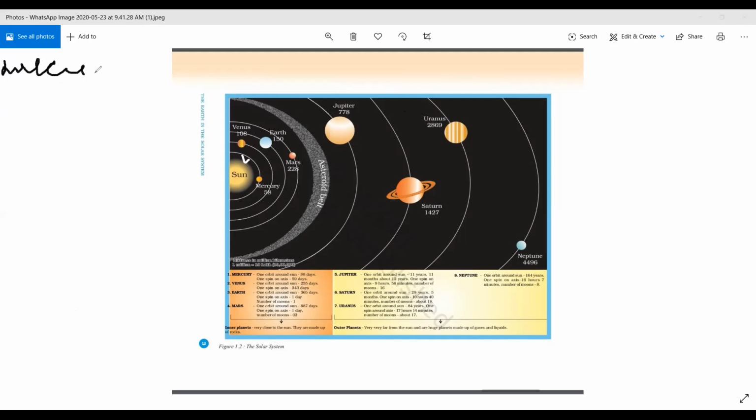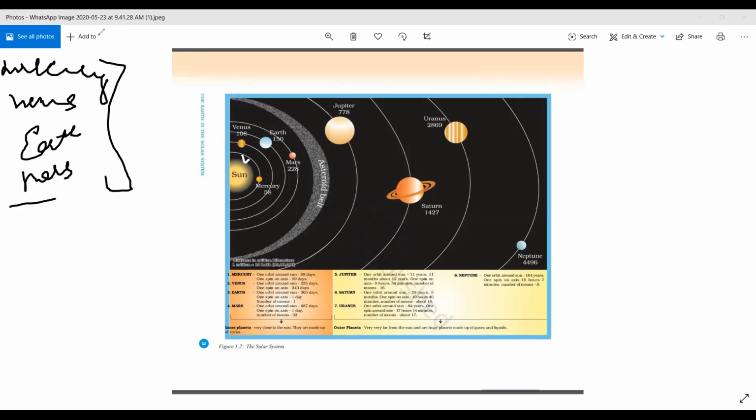Mercury, Venus, Earth, Mars. We've done till here the inner planets. Mercury, how many days does it take to go around the sun?